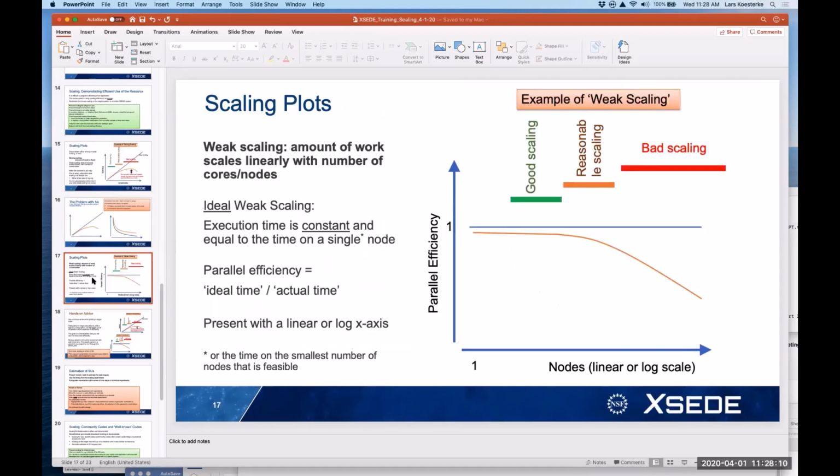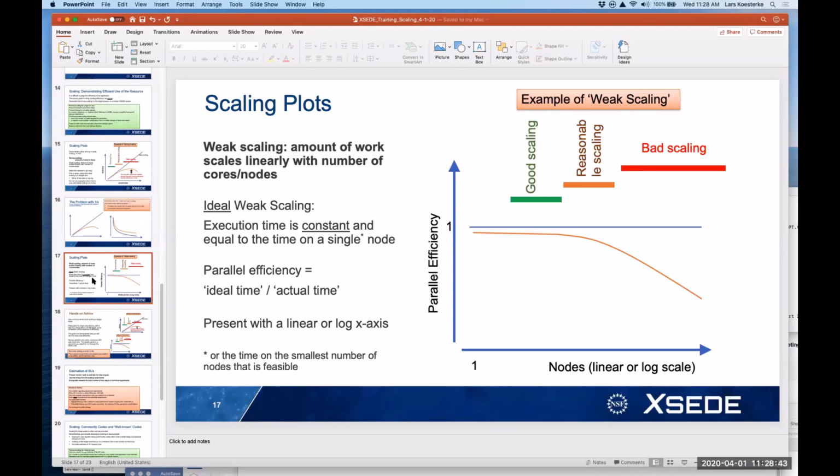The other scaling is weak scaling. In weak scaling, you keep the amount of work per core or node constant, so the work scales with the number of cores or nodes, or the amount of resources that you will use for your computation. So that means that your execution time is constant and equal to the time on a single node or on the smallest number of nodes that you can reasonably use. Usually memory constraints are a factor there.